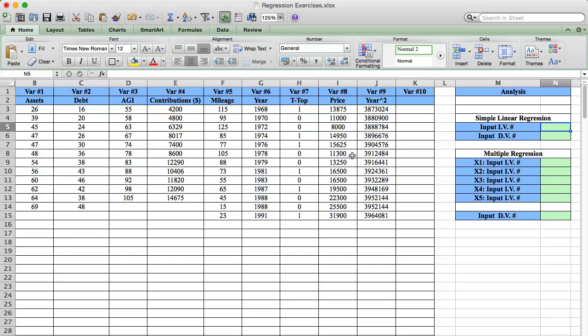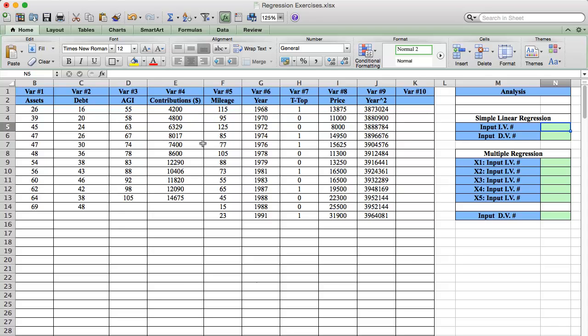Let's try another simple linear regression exercise. Remember, our emphasis is on checking the significance of the regression model and most importantly, using the model to make some estimates. That's how we really want to use our regression models.